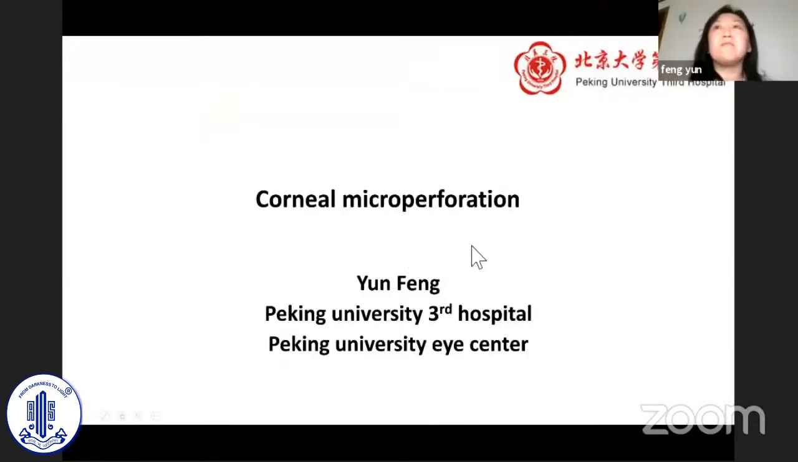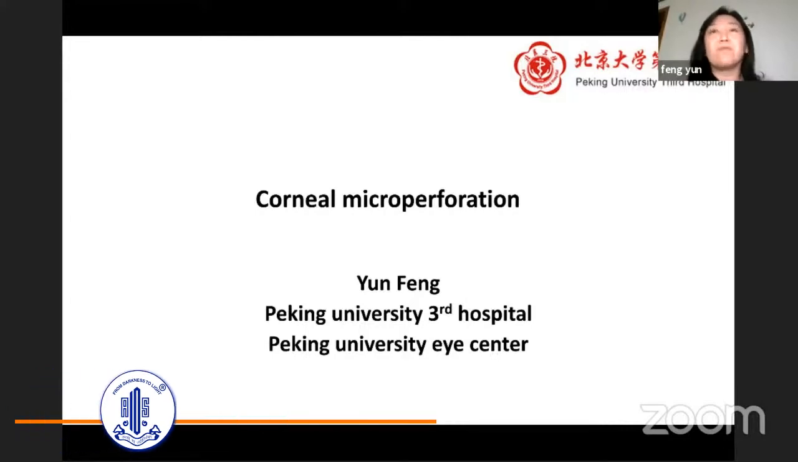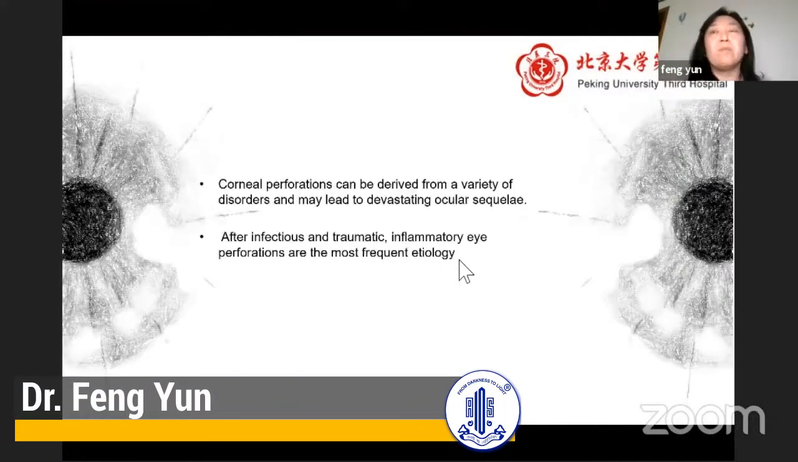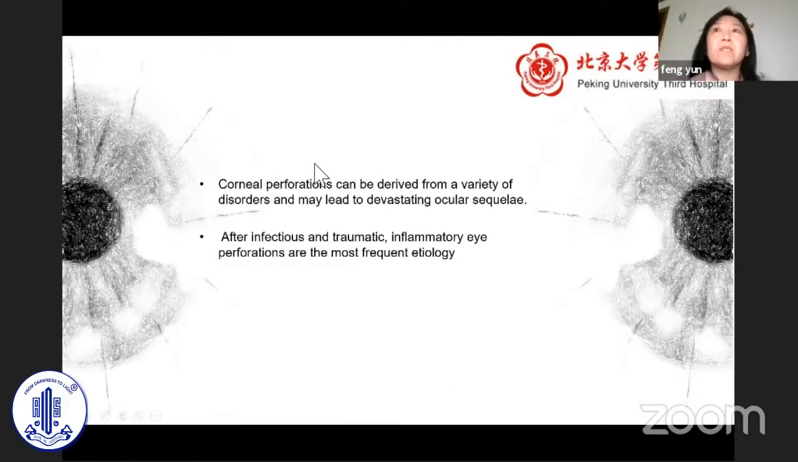My topic here is very common in trauma, but sometimes it leads to very bad consequences. It is corneal microperforation. Many professors have shared very severe trauma, and we always share our experience on the very severe ones. But corneal perforation can derive from a variety of disorders, and may lead to a very devastating ocular consequence. After infection and trauma, inflammatory eye perforations are the most frequent etiology.